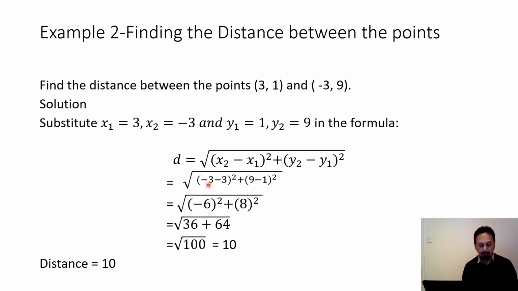But since both are negatives, we add. So it becomes the square of negative 6 and 9 minus 1 is 8, square of 8. Now there's 36 and there should be 64. Now remember, the square of a negative is positive. Now if you add, it's 100 and take the square root is 10. On the web sign, if you have this kind of problem, do not use the calculator, you just simplify it.